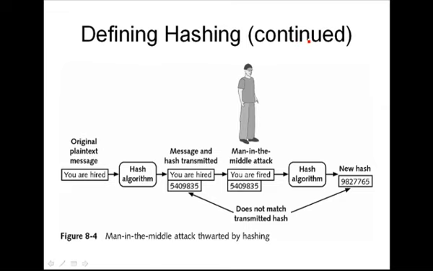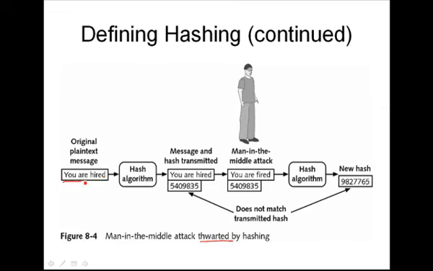Now the book gives an example here of hashing as a way to thwart a man-in-the-middle attack. Now, a man-in-the-middle attack is any sort of attack where some person, computer, or whatever is basically placed in the middle of two other computers or people that are communicating. It's pretty much what it sounds like, a man in the middle. So let's look at how hashing could be used to thwart a man-in-the-middle attack.